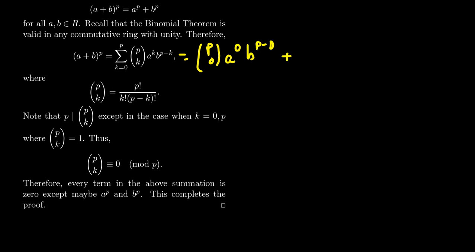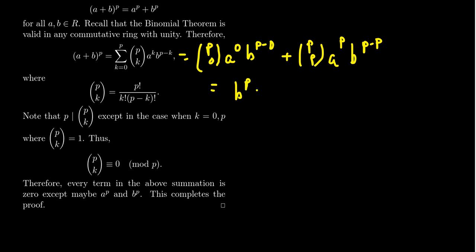And then you'll get the last term, p choose p, which is going to be a to the p times b to the p minus p. And that, of course, reduces, since the binomial coefficients are 1, and anything raised to the 0 power is likewise 1. This will simplify to b to the p plus a to the p, which is exactly what we claimed it to be, thus proving this very important proposition, freshman exponentiation.